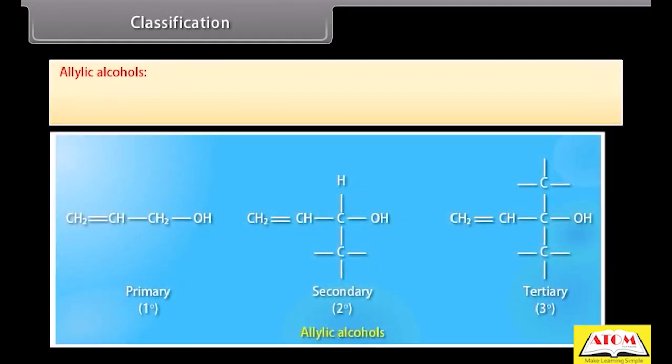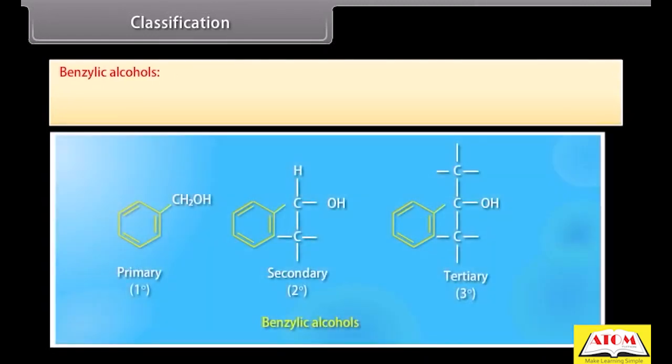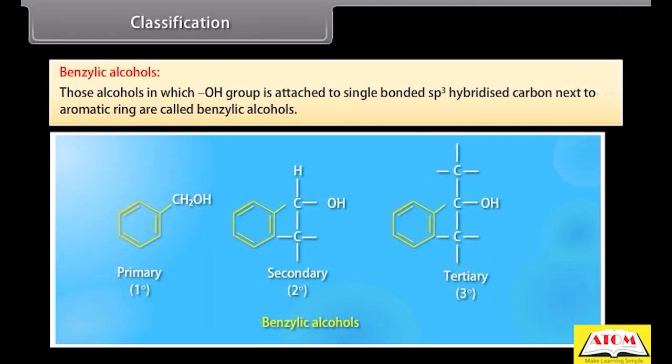Allylic alcohols. Those alcohols in which the hydroxyl group is attached to a single bonded sp3 hybridized carbon next to a carbon-carbon double bond, that is, to an allylic carbon, are called allylic alcohols. Benzylic alcohol. Those alcohols in which the hydroxyl group is attached to a single bonded sp3 hybridized carbon next to an aromatic ring are called benzylic alcohols.